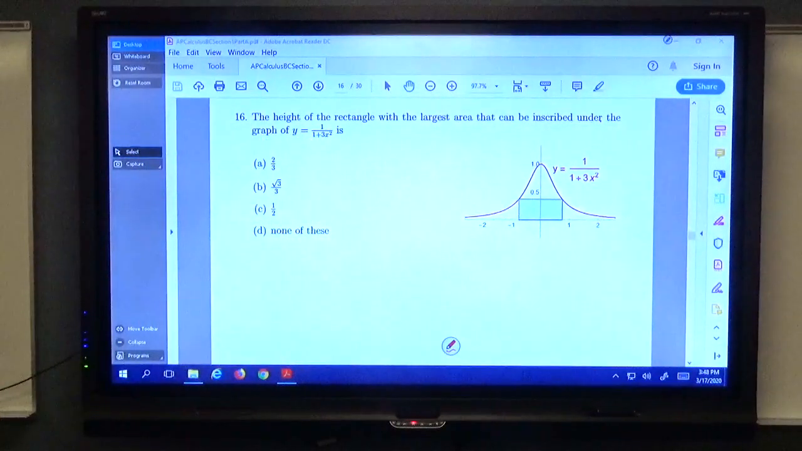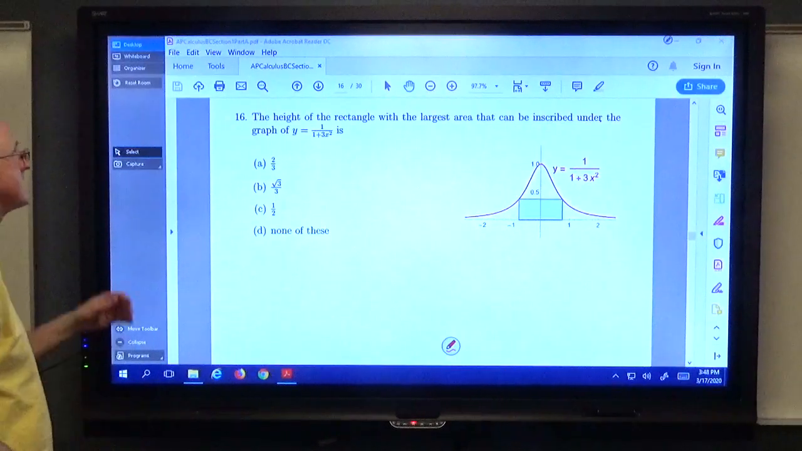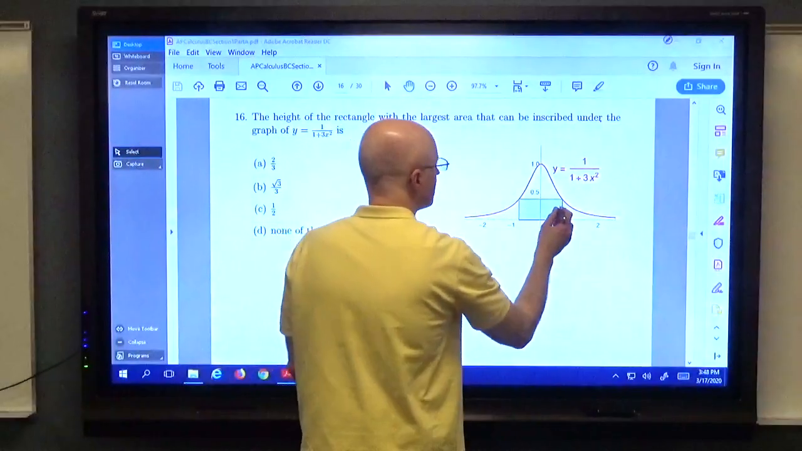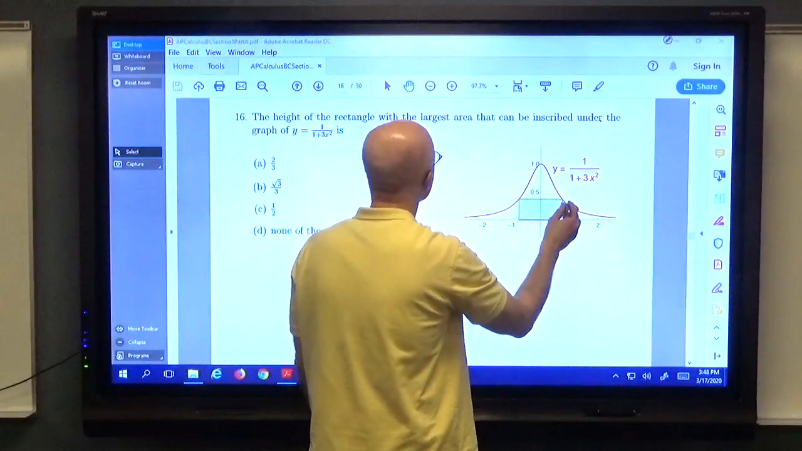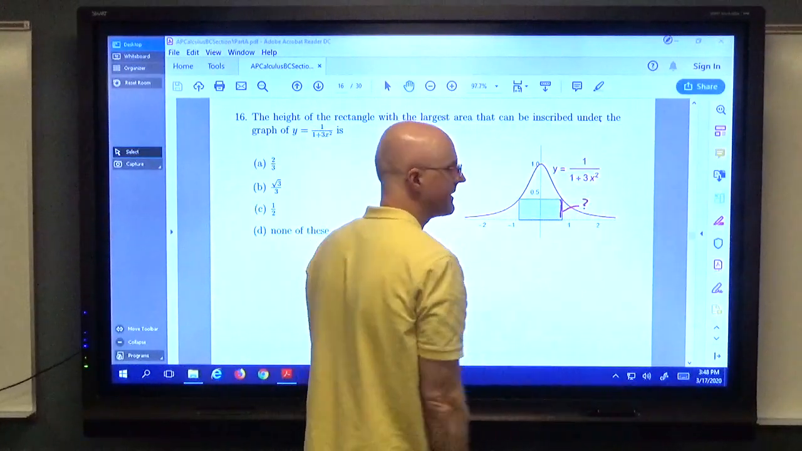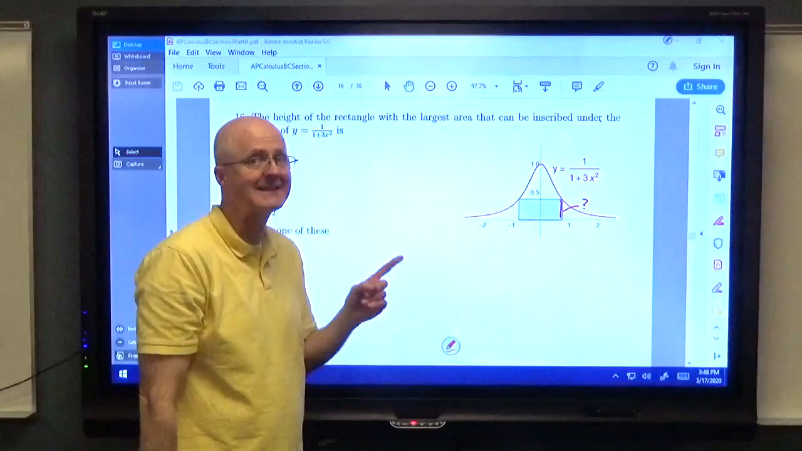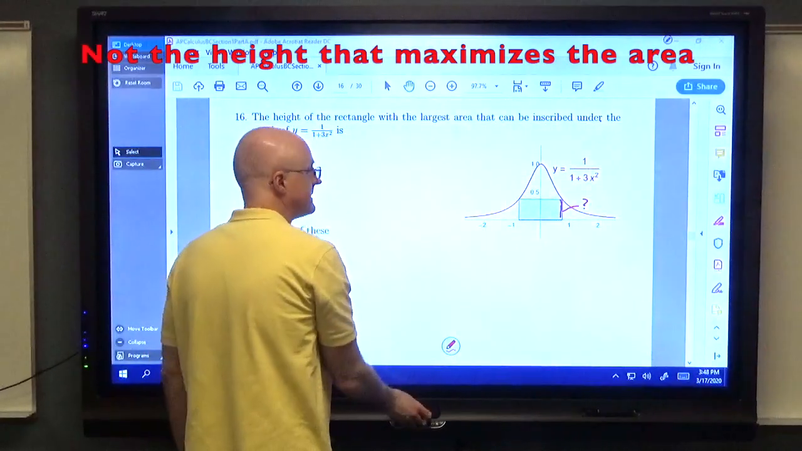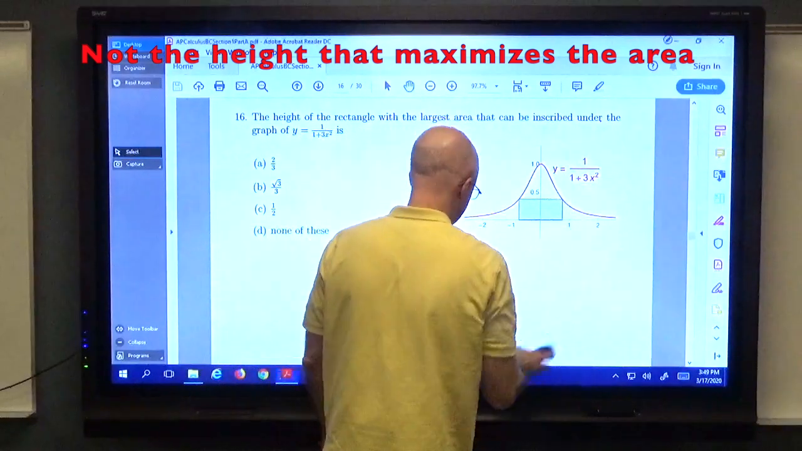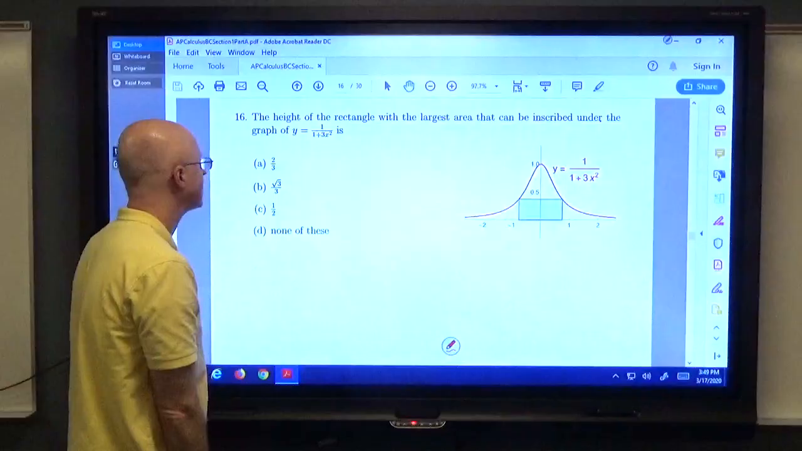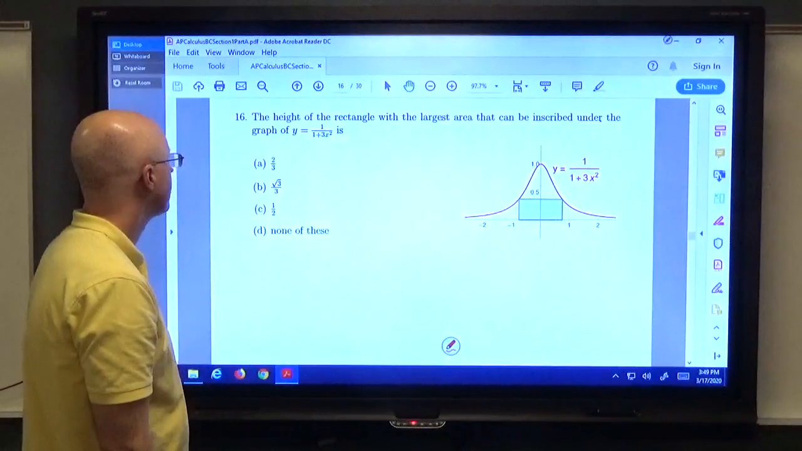The height of the rectangle with the largest area that can be described under this graph is what? Pretending this rectangle is the largest area, we're after what that height is. Now, actually, I've drawn it so that that's not the maximum height. So maybe that's a bit misleading. But keep that in mind, what you're after is a height here. Height of a rectangle with maximum area. So what do we need to do?